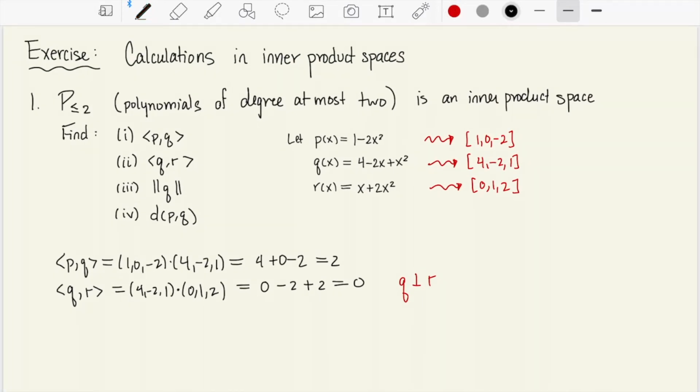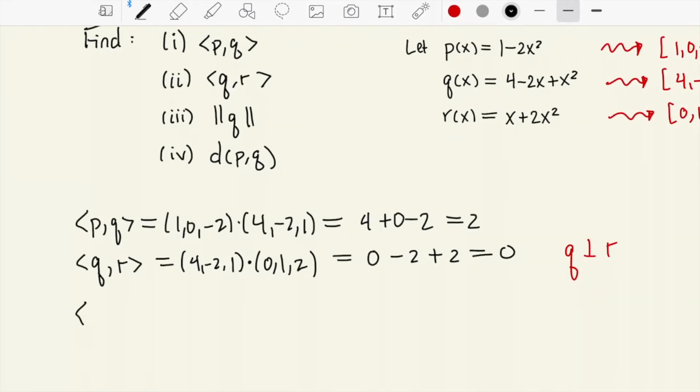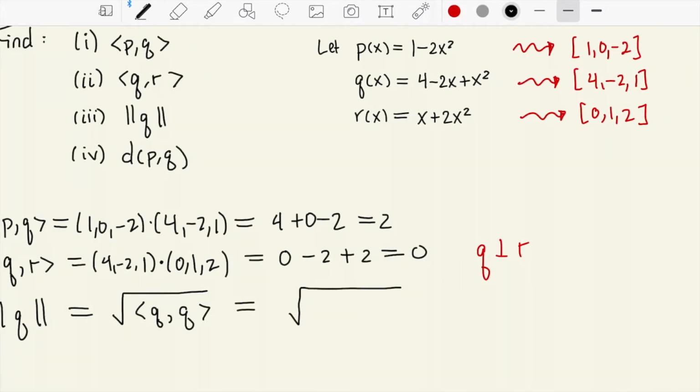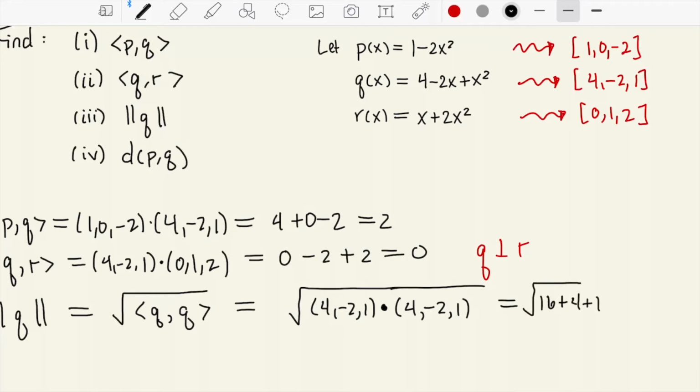Now let's calculate the length of the vector Q. The length of Q is the square root of the inner product of Q with itself. So that means we're going to be taking the square root of the vector 4, minus 2, 1 dotted with itself, because in this example, the inner product really is just the dot product in disguise. So this gives us the square root of 16 plus 4 plus 1. So we'll have the square root of 21.